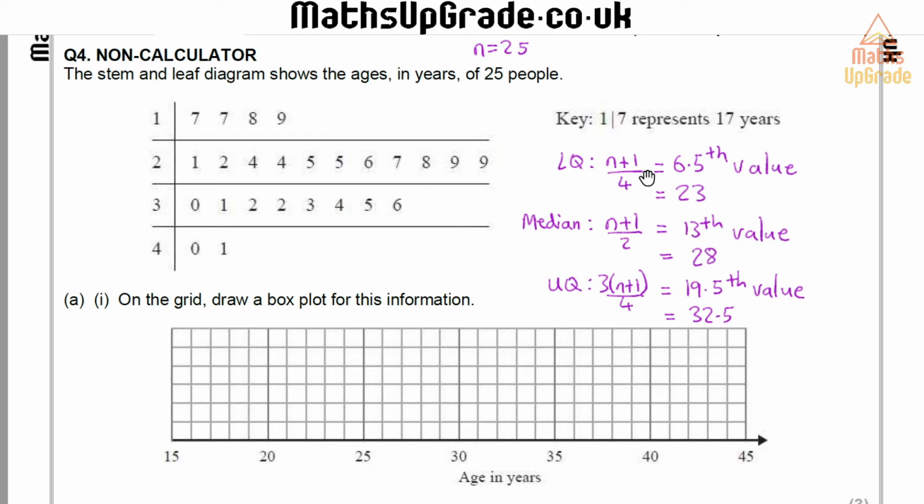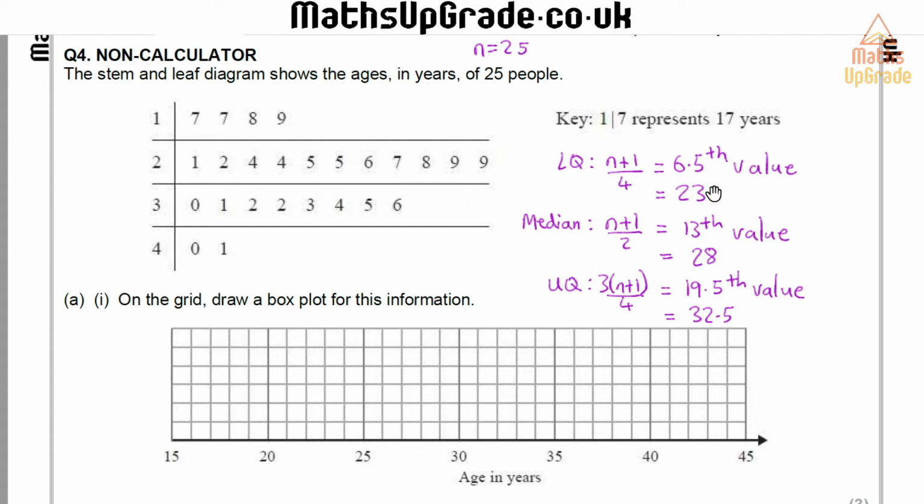To find the lower quartile, we're going to do the number of values, 25, add 1, divide by 4. That will be the 6.5th value. So 1, 2, 3, 4, 5, 6. Here's the 6th, here's the 7th. So halfway between them is 23.